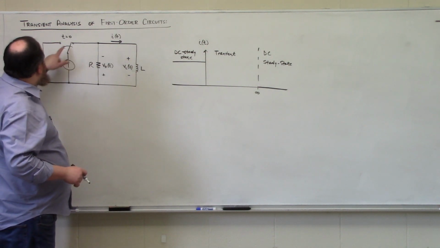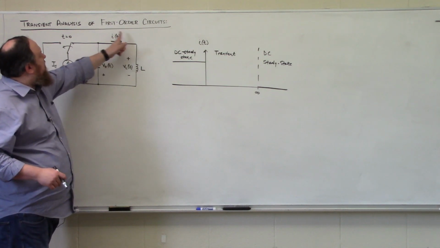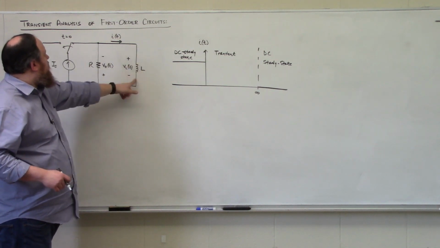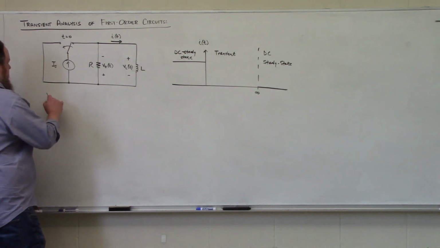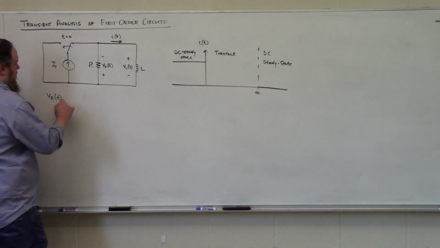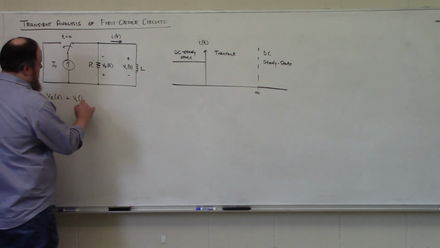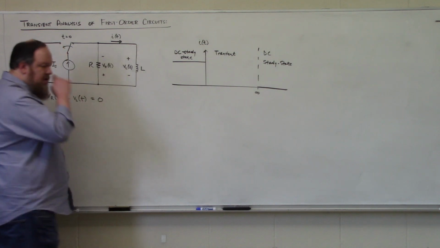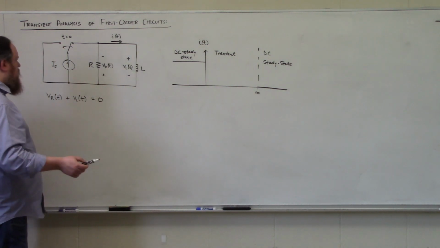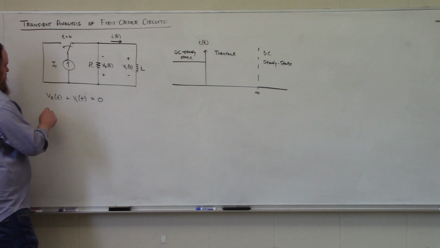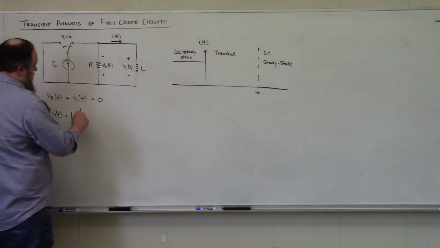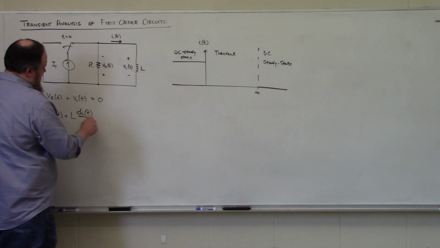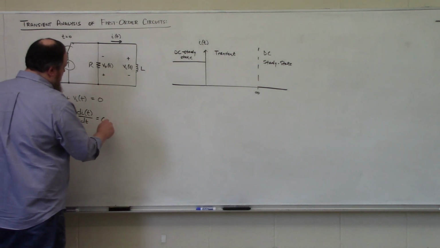When this disconnects, we're going to follow this current i(t) around through the inductor and then back up through the resistor. And we find that VR(t) plus VL(t) is equal to 0 from Kirchhoff's voltage law. We can use Ohm's law and express the voltage drop over the resistor as R times i(t) plus L di/dt is equal to 0.